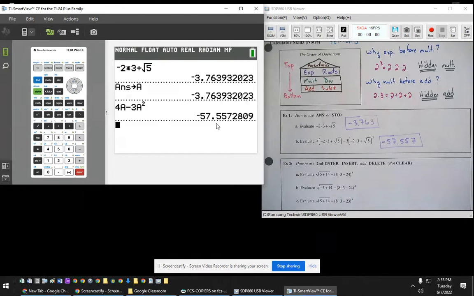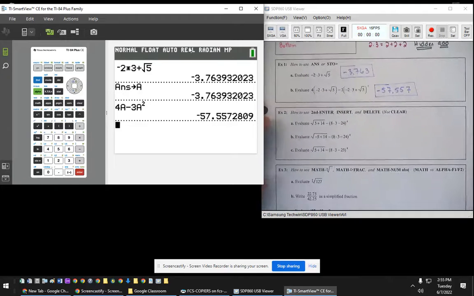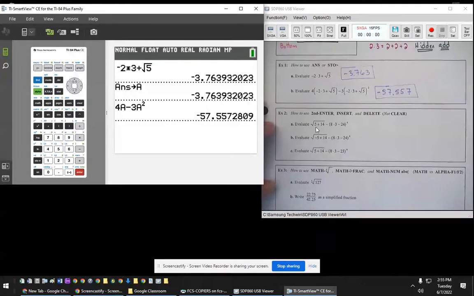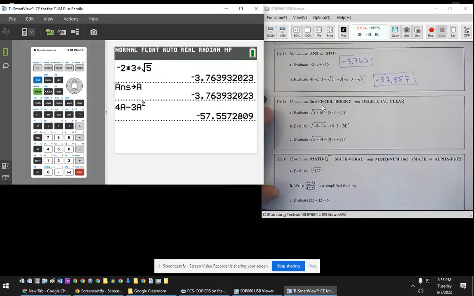So there's going to be times in class where we're going to want to store an answer as a variable and then use that variable again. And I'll remind you of this when we get to those topics. All right, so here we go. Next up, we're going to review the second enter, the insert, and the delete versus clear buttons on our calculator.